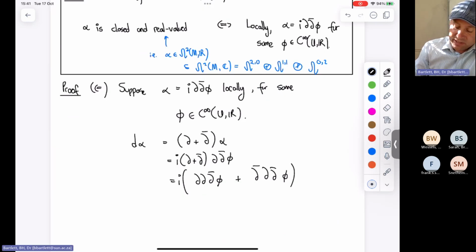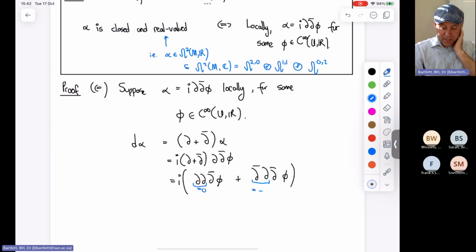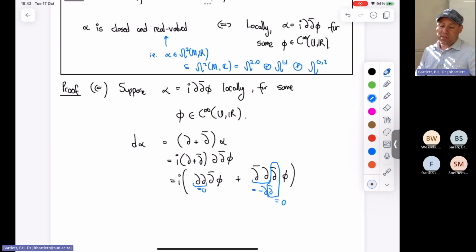Whenever I get a del del or del bar del bar, then I get 0. So this part here is 0, which means this term is 0. And for this other part, I don't have a del next to a del or a del bar next to a del bar, but I can easily get that by interchanging these at the cost of a minus sign. So that's equal to minus del bar del, which gives del bar del bar, and that's going to be 0. Okay, so therefore d alpha is 0.